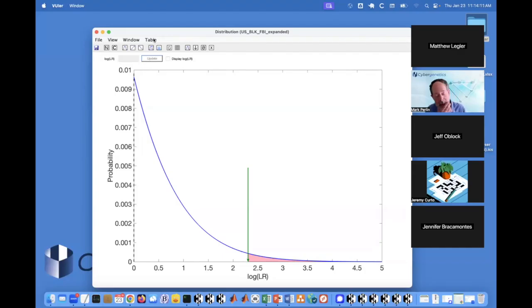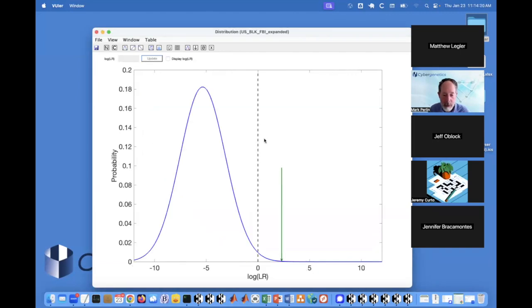Do you want to show that, Matt? Sure. So actually, let me zoom back out so that this makes sense. Okay. That works.